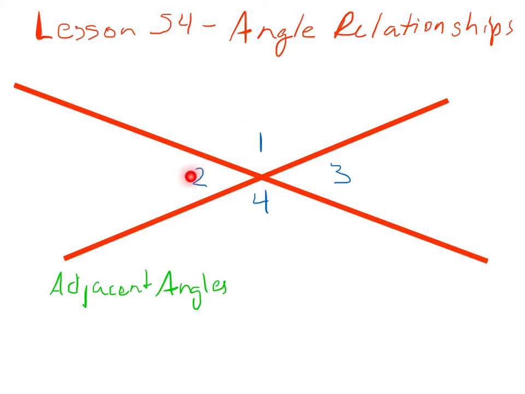So there's quite a few adjacent angles in here: 1 and 2, 2 and 4, 4 and 3, 3 and 1. So down here we could say angle 1 and angle 2. Angle 2 and angle 4, angle 4 and angle 3, angle 3 and angle 1. So 4 total adjacent angles in here.